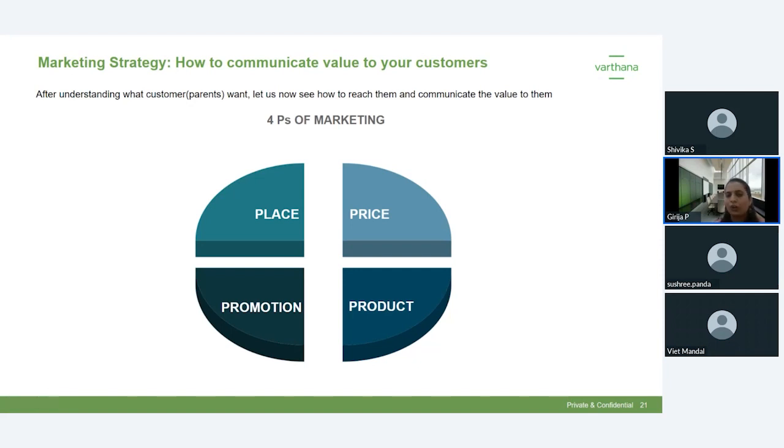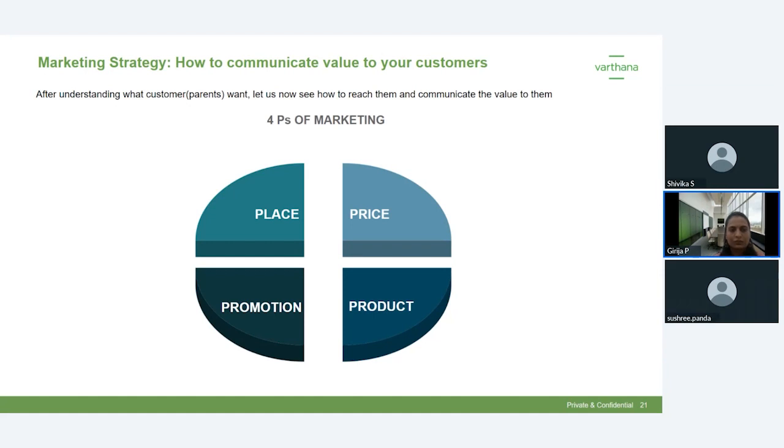It is very important, when we are making these marketing strategies, to communicate value to them. It is very important to use these strategies to communicate the value of your school and what you believe in. Whenever you are making marketing strategies for a school, it is very important to communicate the value you want to convey to the parents.